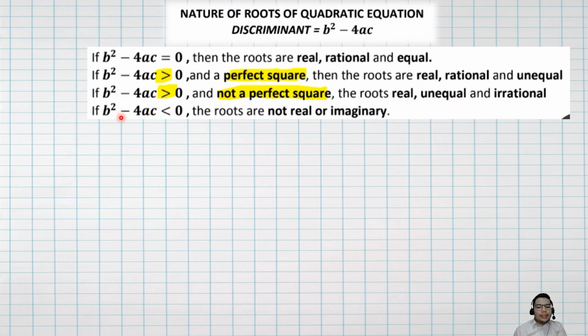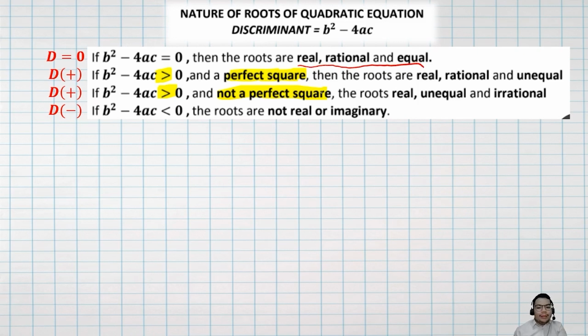In another case, if your discriminant b squared minus 4ac is less than 0, then the roots are not real, or imaginary. So let's understand this further. Just to summarize it more, if your discriminant is equal to 0, these will be the types of roots that you will have: real, rational, and equal.